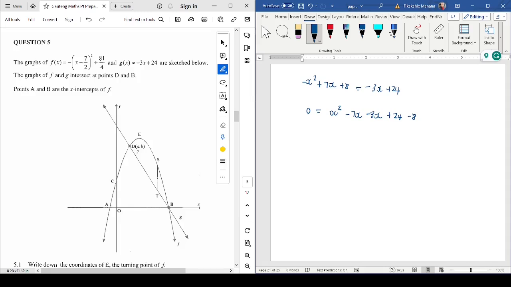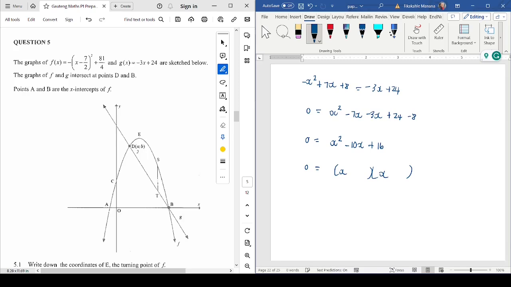Okay, this is getting a little bit better. So now I have x squared minus 10x and 24 minus 8. Sorry about that, that should be 16. So plus 16. Okay, and we know the factors of 16 that can give us 10 would be 2 and 8, right? So there we go.